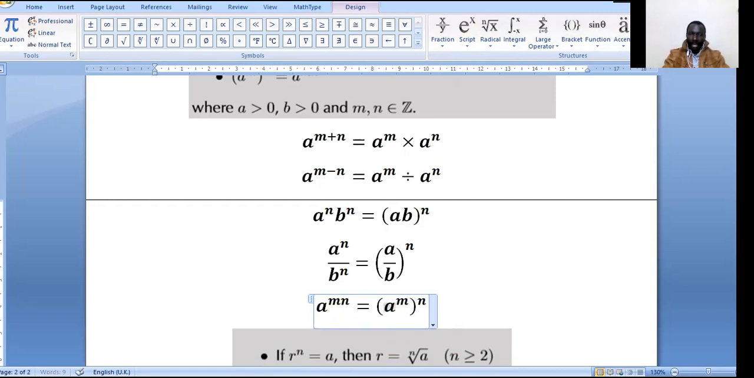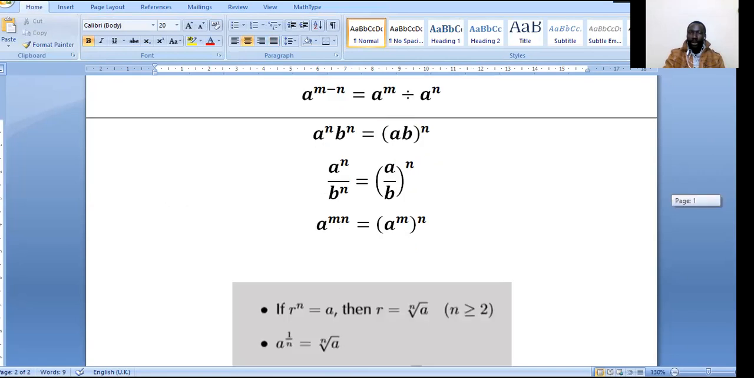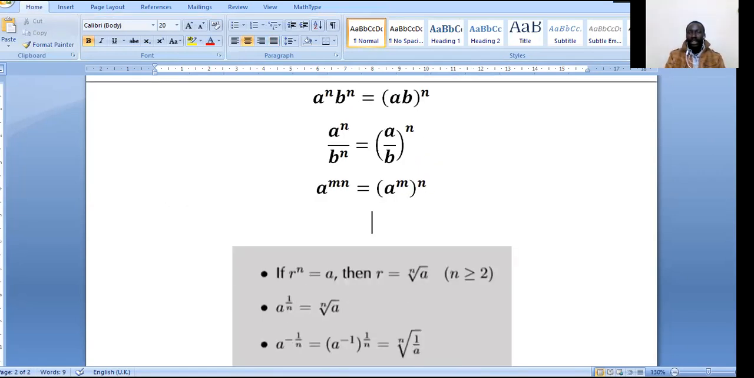It's indicated there. Now, these ones are known as the laws of exponents. There is one more thing I would like to add here, the identity property, which will appear in some of the calculations that we have.